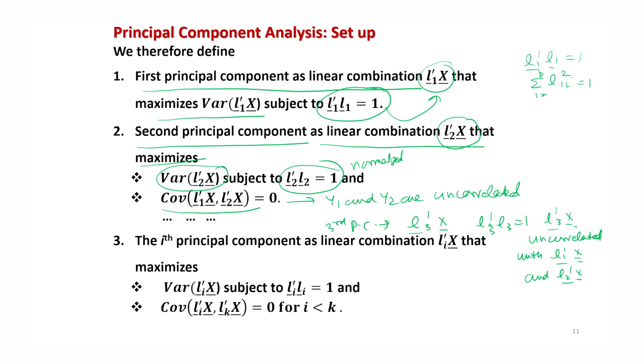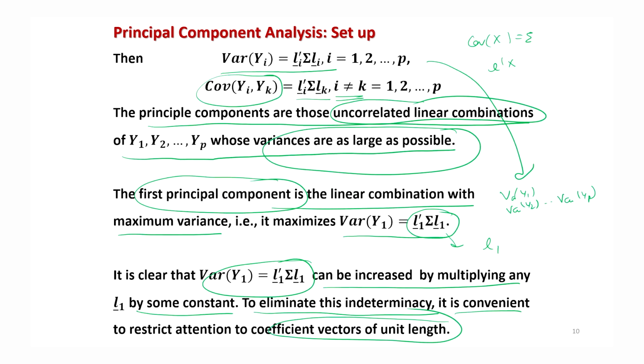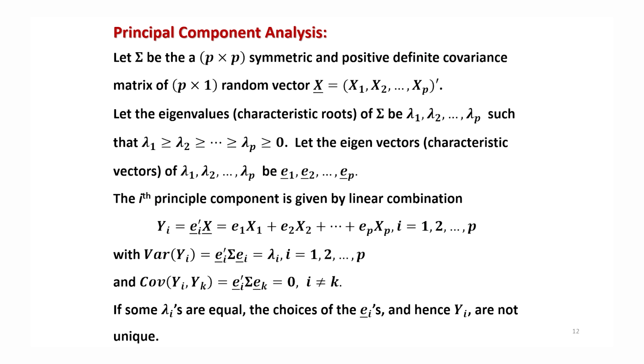So, in general, the ith principal component is Li transpose X, which is obtained such that it maximizes the variance of Li transpose X subject to the condition that Li transpose Li is equal to 1, and the covariance of Li transpose X and Lk transpose X is 0 for all i less than k. This is how we can do it.